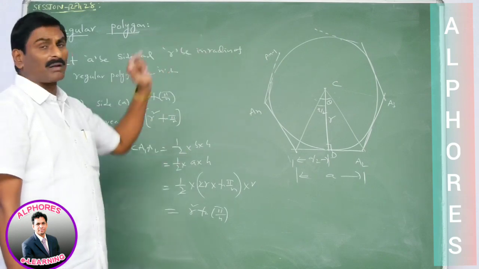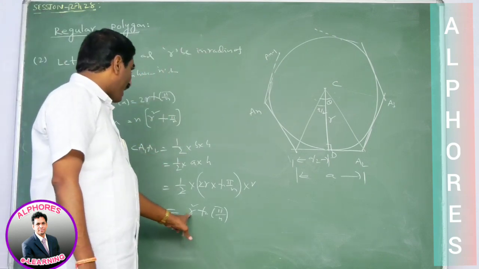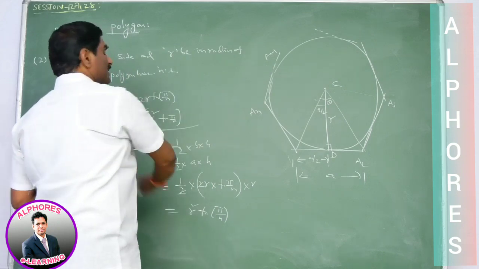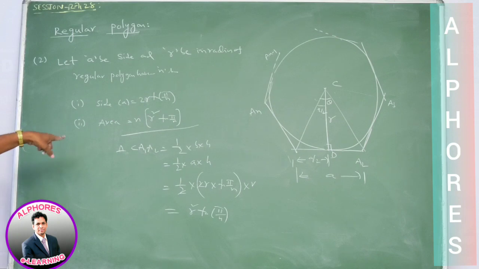But the total area of the regular polygon is equal to n into one of the triangle areas. That is equal to n into r square into tan pi by n. It is the area of the regular polygon. Please note the diagram and prove.